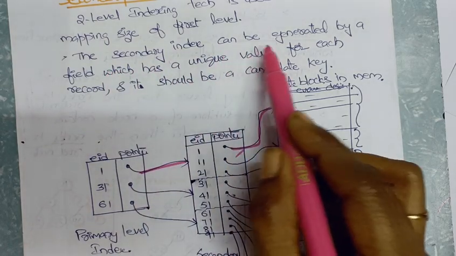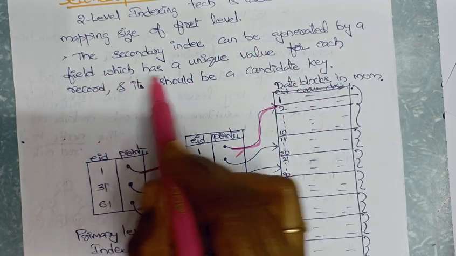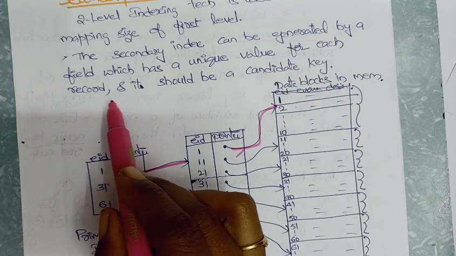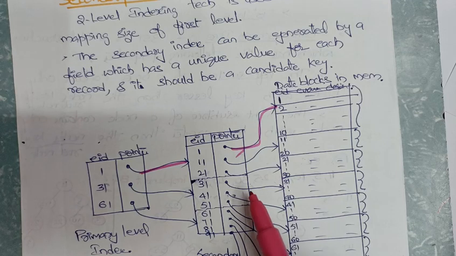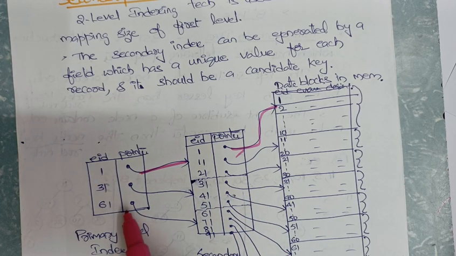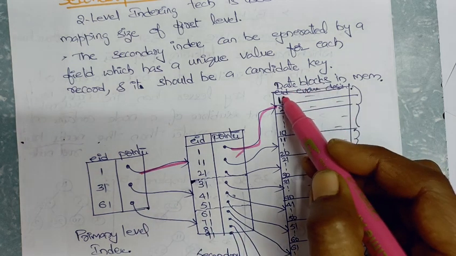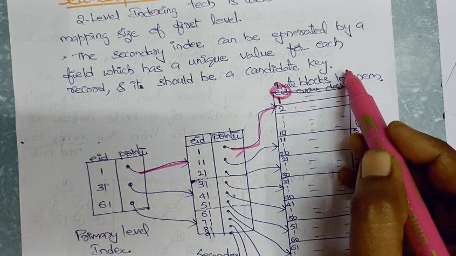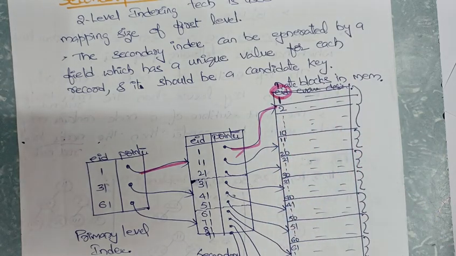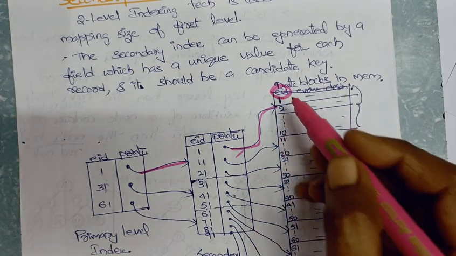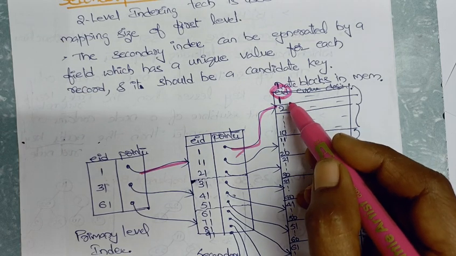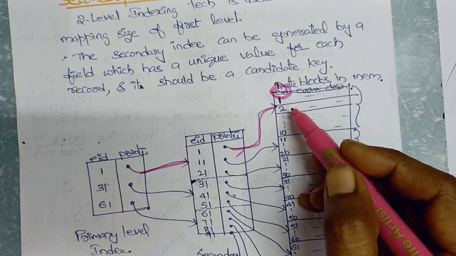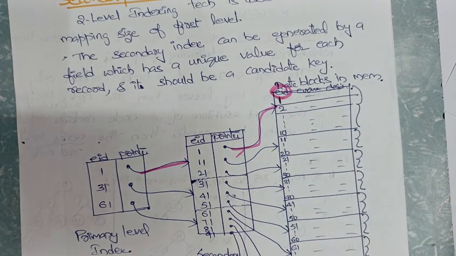Here the secondary index can be generated by a field which has a unique value for each record, and it should be a candidate key. Generally, secondary index may be applied on the ordered file, and it may be a key value or non-key value. This is an example for key value.